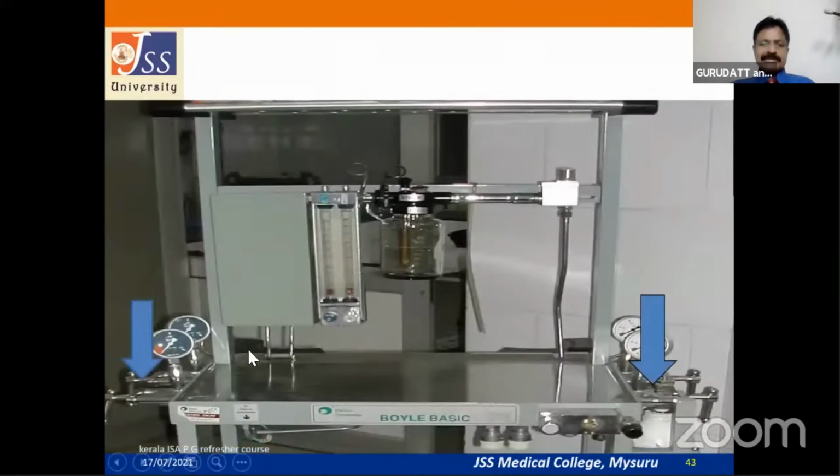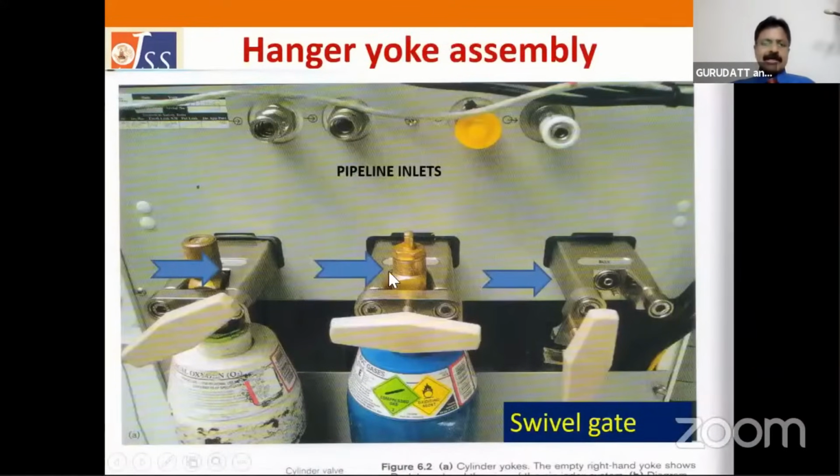In the older machines, you can see the yoke assembly used to be on the sides of the machine, whereas in the modern workstations, they have been shifted to the back of the machine, just below the pipeline inlets. So these are the yoke assemblies that are there in the back.